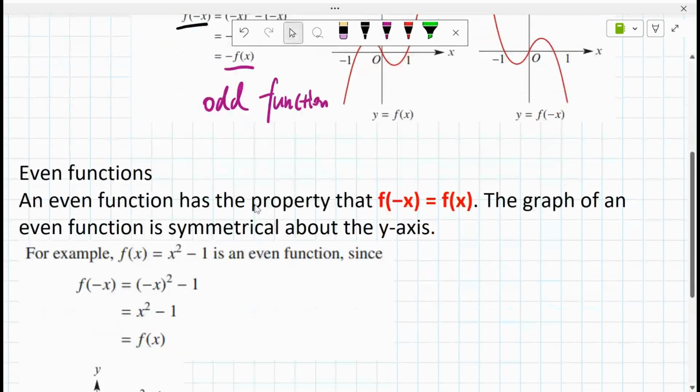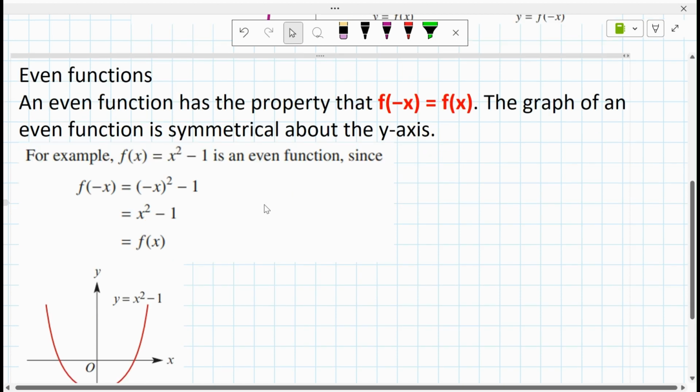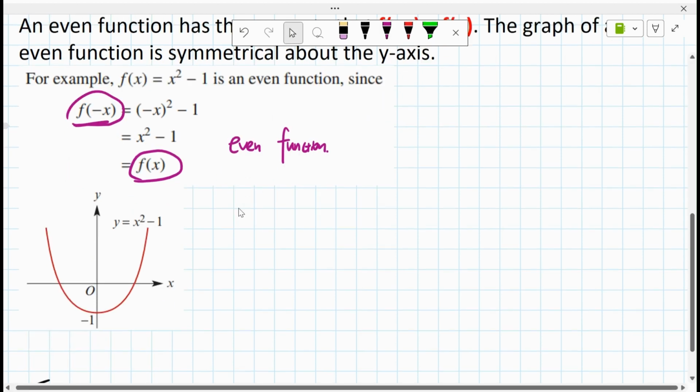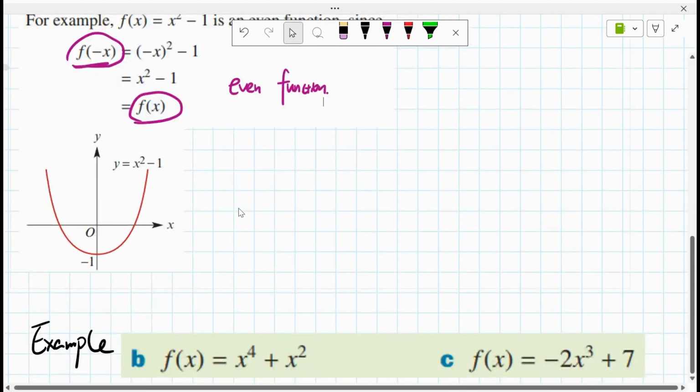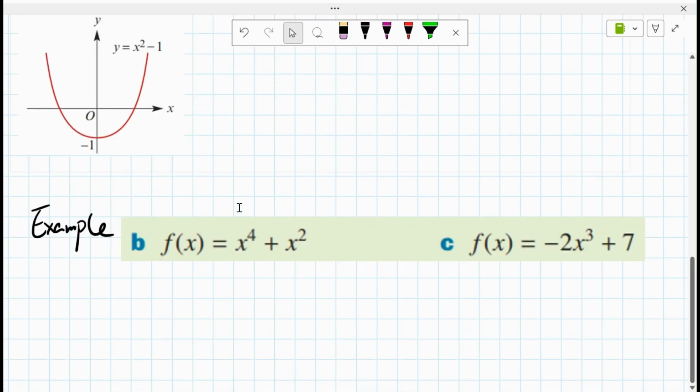An even function has the property that f(-x) = f(x), so it does not change. So if f(-x) equals f(x), then that's an even function. Perfect. After that, we clearly have quadratics and parabolas.